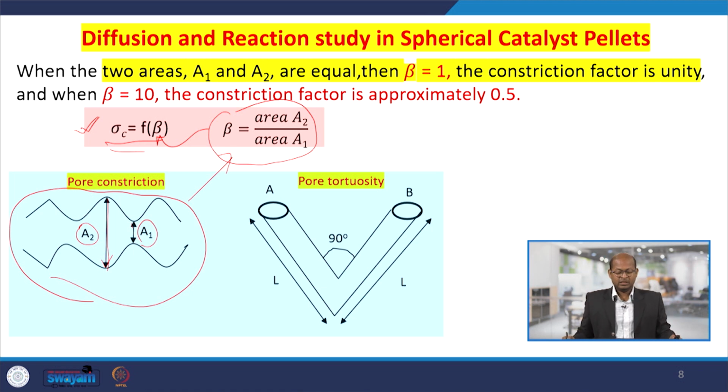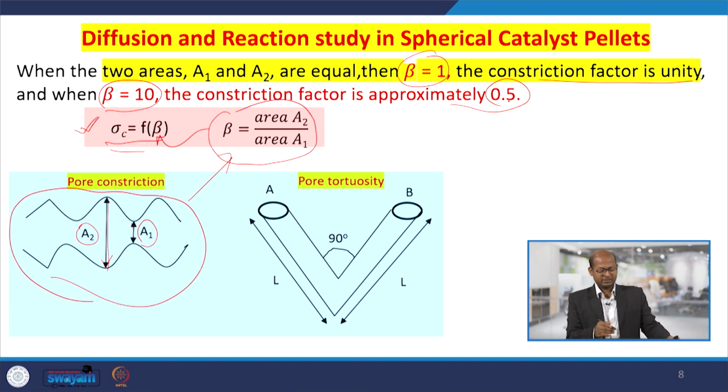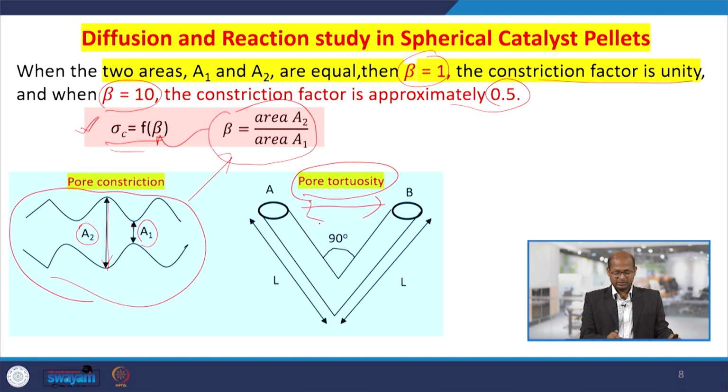Okay. So, basically if beta equals 1, the constriction factor is unity. If, let us say, beta equals 10, meaning the area ratio is very high, then the constriction factor is approximately this. So, this way, theoretical approximations or studies have been done, and based on that it is reported, or we are studying. Okay. So, here pore tortuosity is, this is the shortest distance and this is the actual distance the molecule is travelling. So, okay, that way it is defined.